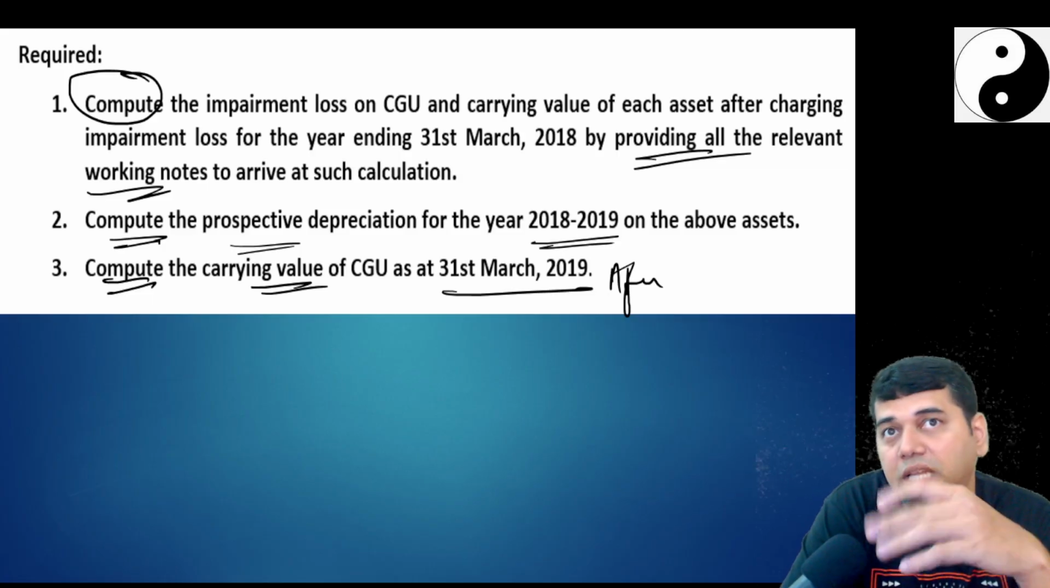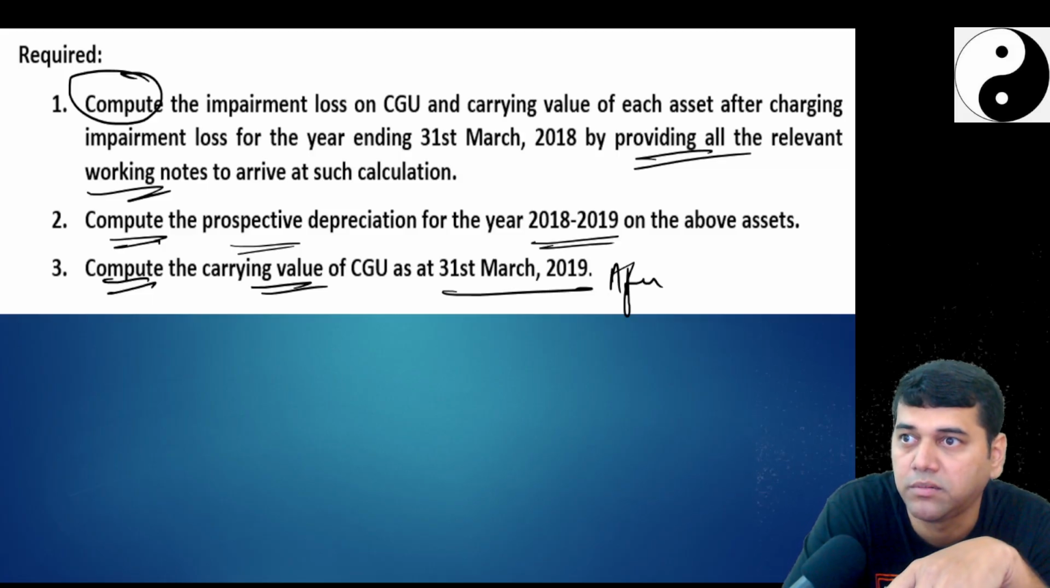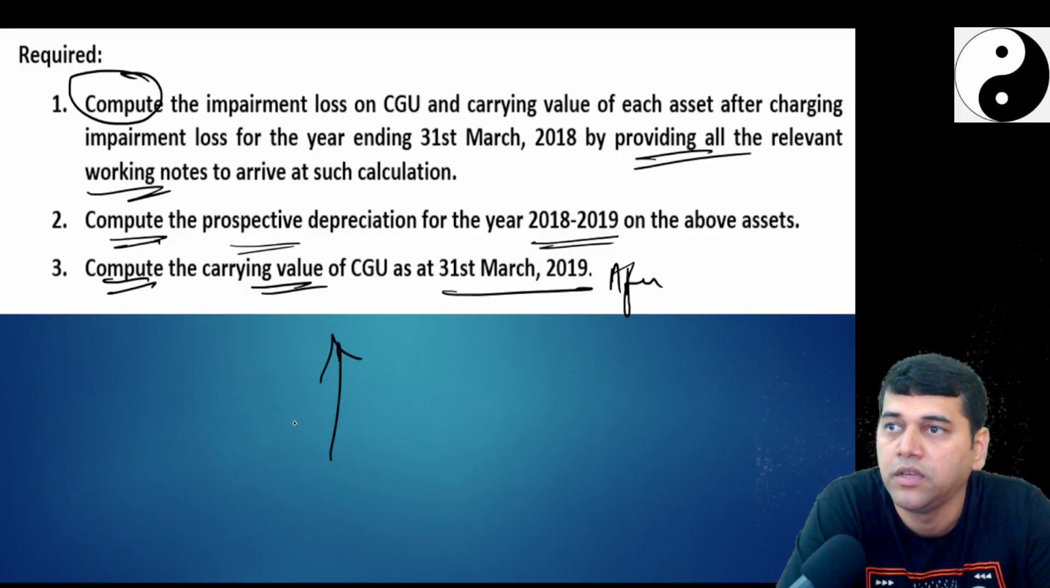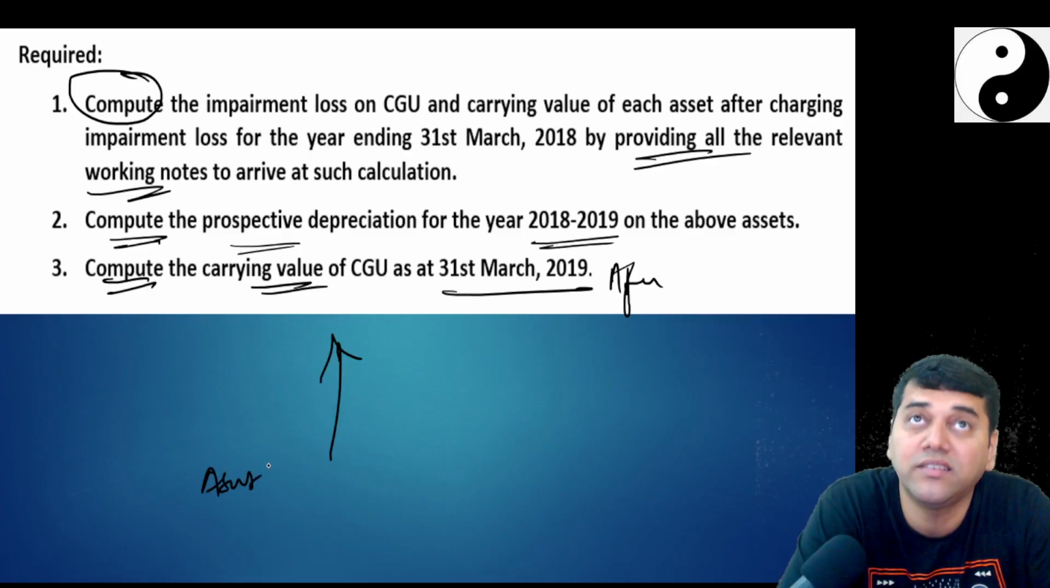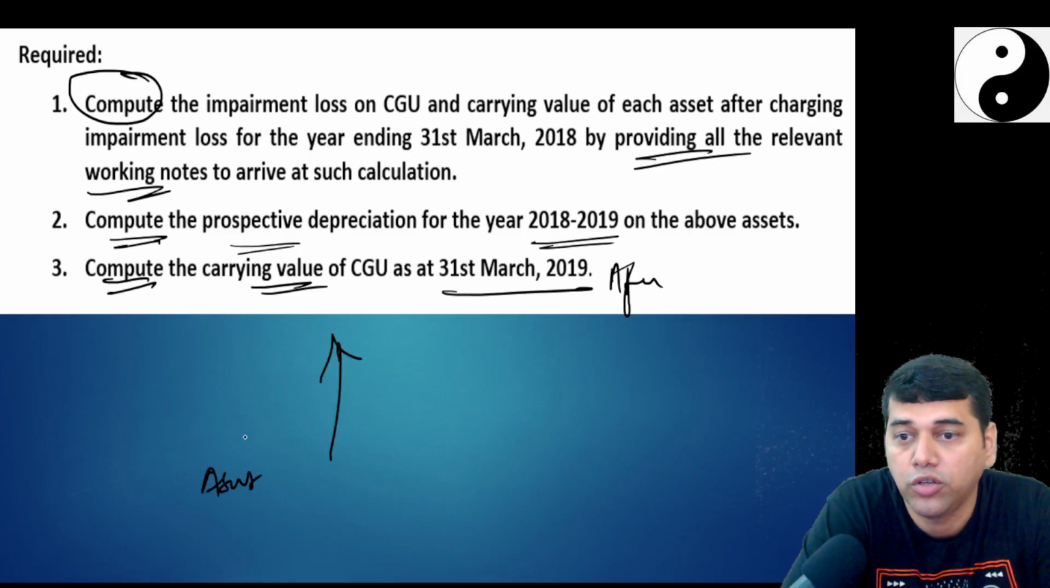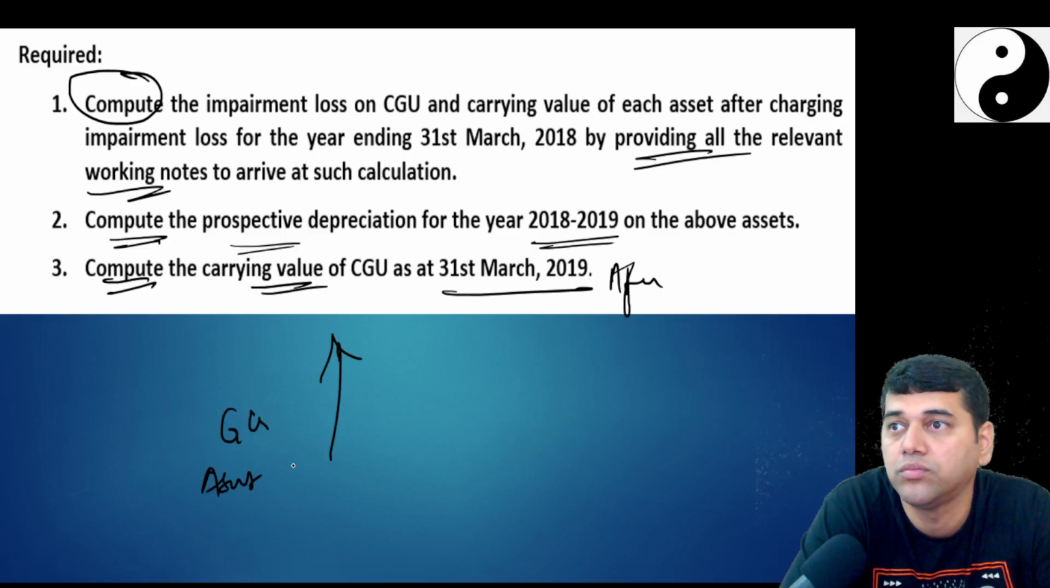Company has no... that is called a bottom. If you are looking, see, it is always a top-up approach, where you start at the asset level. Is this fan impaired? Is this fan independently earning? No. Then you go for the CGU.